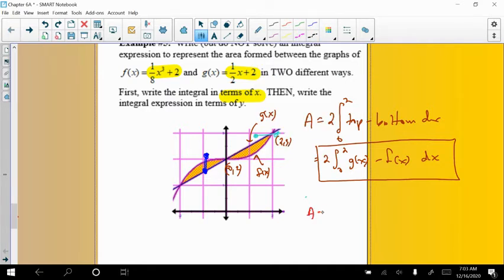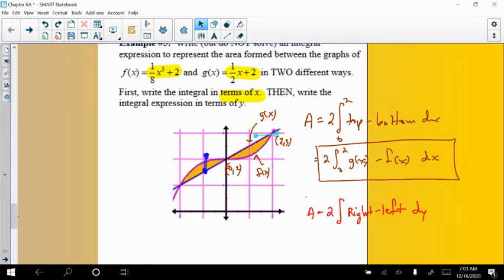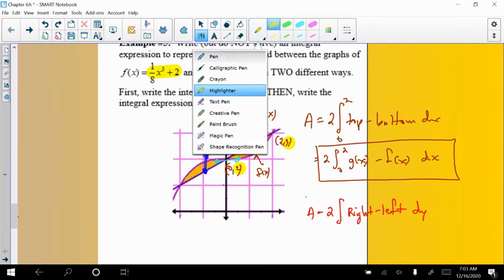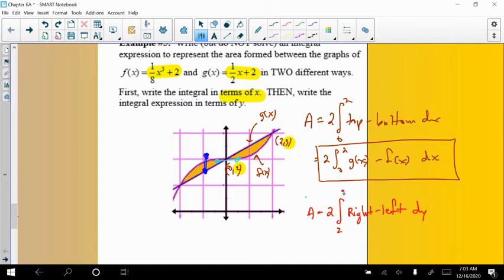So my area could be two of my integrals, and I'm going to go right minus left, and I want to do things in terms of y. So that first means that my bounds, if I'm thinking about stacking these up, the lowest one is at 2, the highest one is at 3, in terms of the y coordinate. So at least I know my bounds here are from 2 to 3, but now the right curve has to be in terms of y. The right curve is the cubic one.